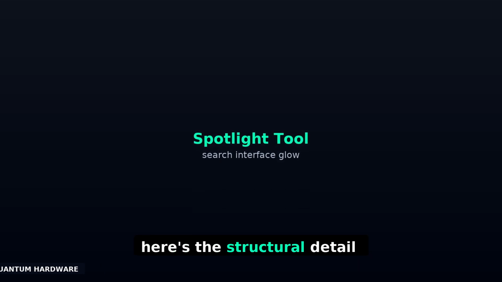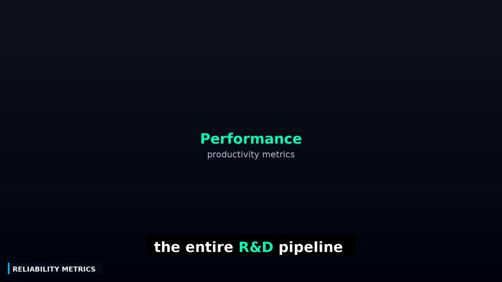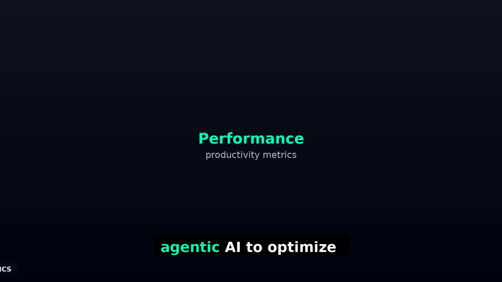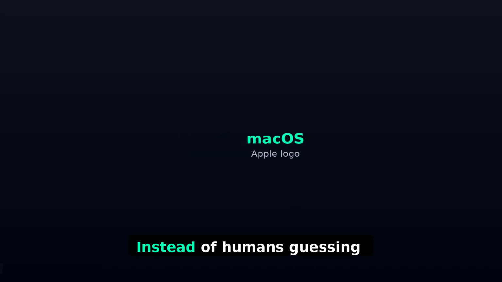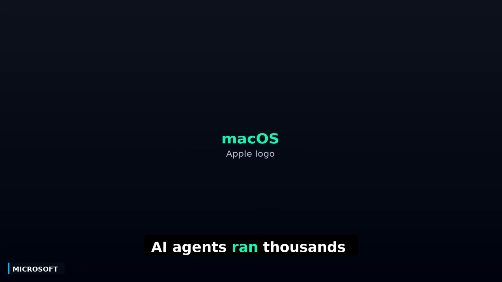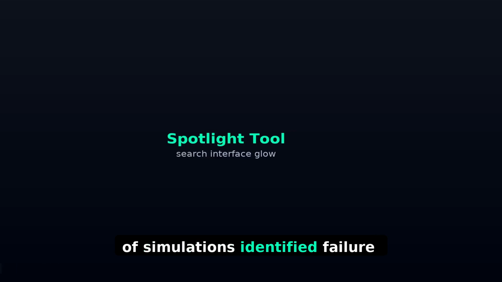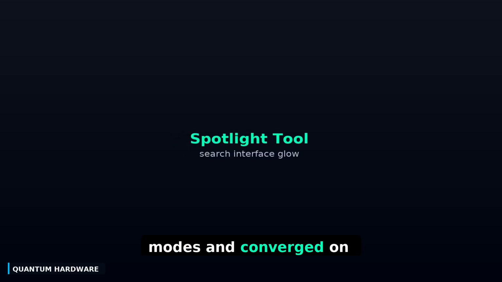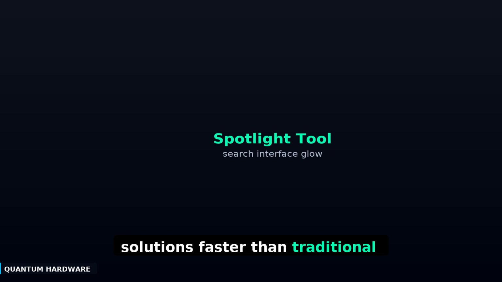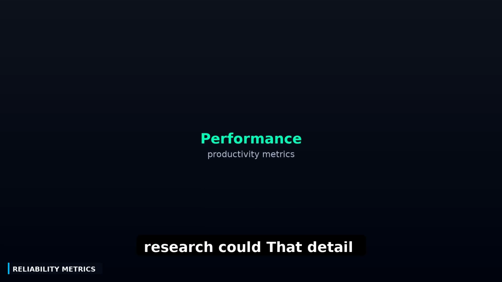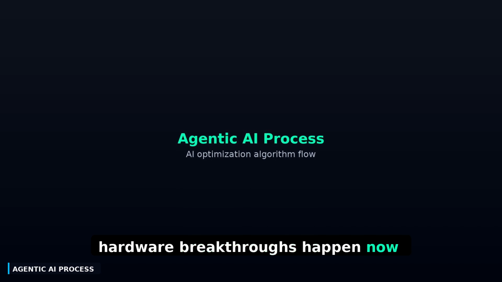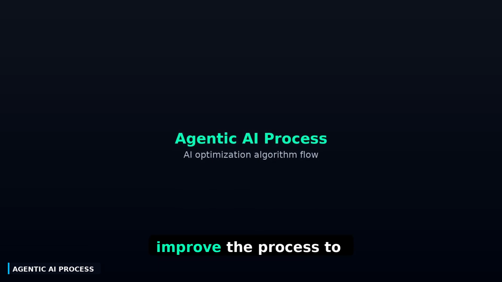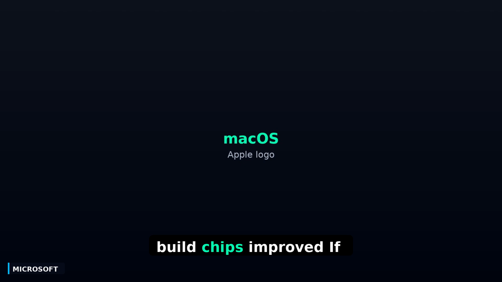But here's the structural detail. The entire R&D pipeline that built this used Agentic AI to optimize the qubit design space. Instead of humans guessing, AI agents ran thousands of simulations, identified failure modes, and converged on solutions faster than traditional research could. That detail matters because it signals a shift in how hardware breakthroughs happen now. The chip didn't just improve. The process to build chips improved.